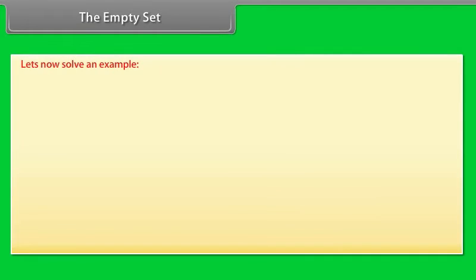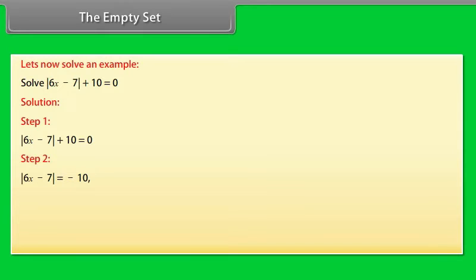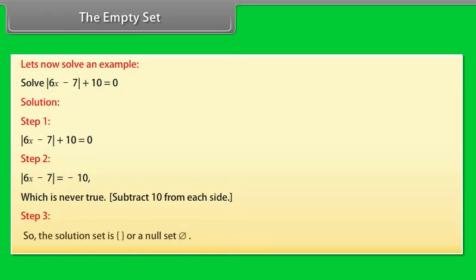Let's now solve an example. Solve modulus of 6x minus 7, plus 10, equals 0. Solution. Step 1. |6x − 7| + 10 = 0. Step 2. Subtract 10 from each side: |6x − 7| = −10, which is never true. Step 3. So, the solution set is empty set or a null set.